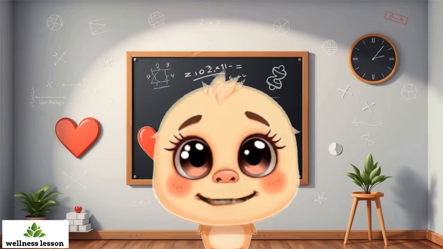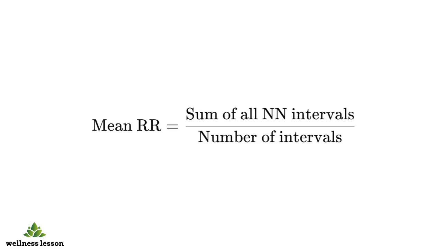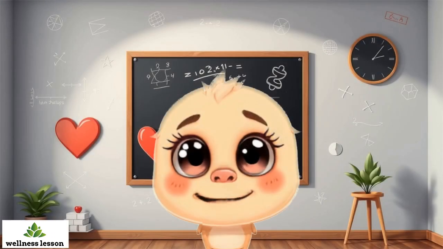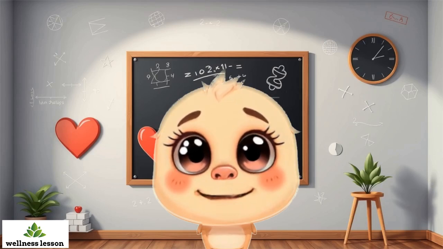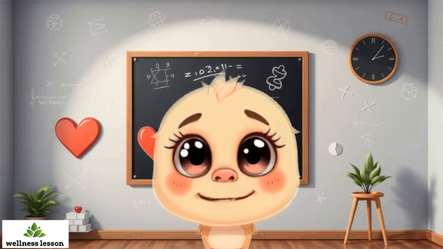Mean RR is the average of all RR intervals, or NN intervals if excluding abnormal beats, over a period of time, measured in milliseconds. In other words, mean RR represents the average time between heartbeats. The formula is mean RR equals the sum of all NN intervals divided by the number of intervals.